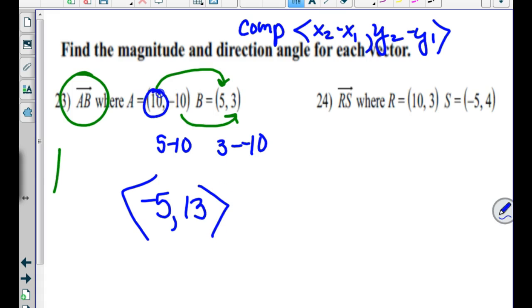From 10, it went to 5, so it went down 5. Or you just take the second one minus the first one. From negative 10, it went to 3, so it went up 13. Or you take the second one minus the negative 10 of the first one. All right, we're not done though. We didn't find anything we needed yet. What do we have to do now?